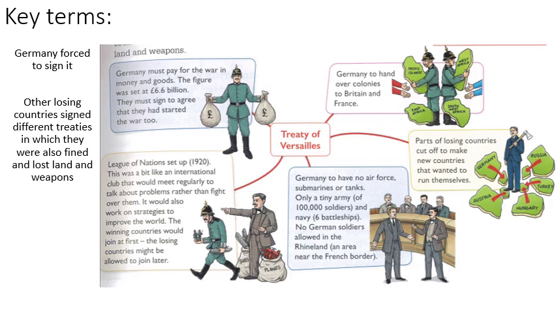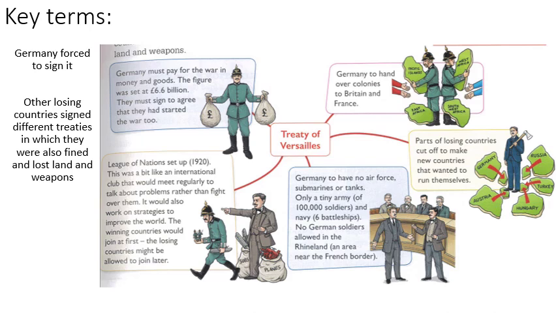All right, so we know the key terms here. So you've got Germany had to pay for the war. So that comes under financial, okay? The figure was set as 6.6 billion, all right? And then at the bottom there on that first one in the diagram, they must sign to agree that they'd started the war as well. That was that war guilt clause.